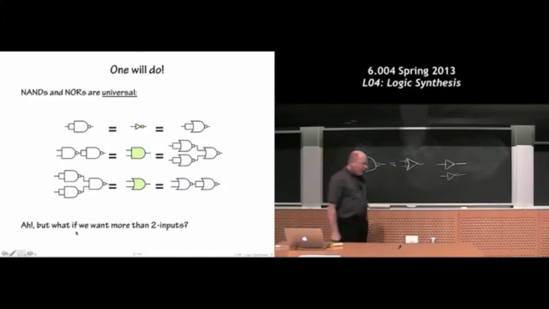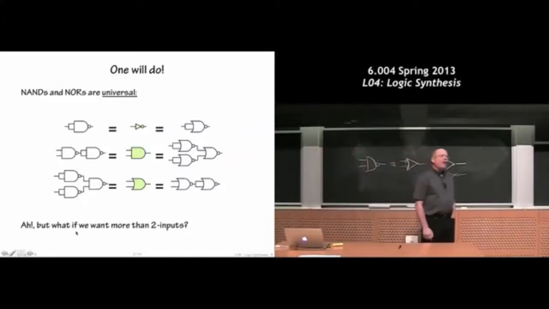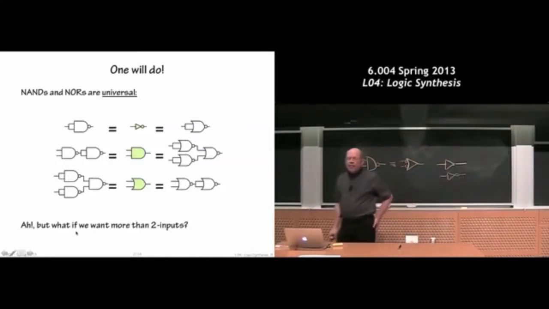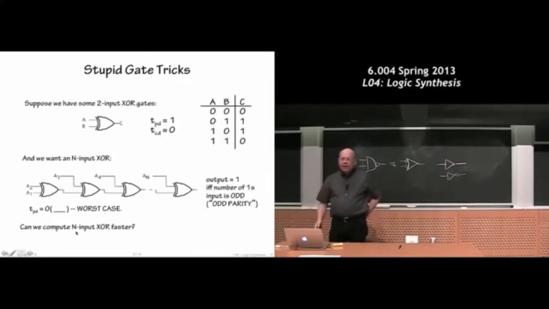But before I do that, let me talk a little bit about what happens when I want more than 2 inputs. Suppose I have nothing but 2 input gates in the stockroom. Can I go off and build a 4-input gate? I have 2 input ANDs. How can I build a 4-input AND? Okay, well, this is, again, not terribly complicated.